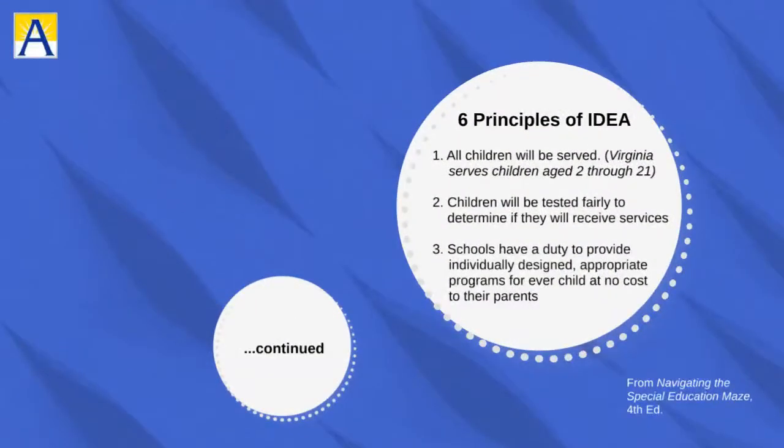If we take a little closer look, the 6 principles of IDEA are the following. Number 1, all children will be served. In the state of Virginia, we service children aged 2 through 21 under our part of the IDEA law. Children will be tested fairly to determine if they will receive services. Schools have a duty to provide individually designed, appropriate programs for every child at no cost to their parents.